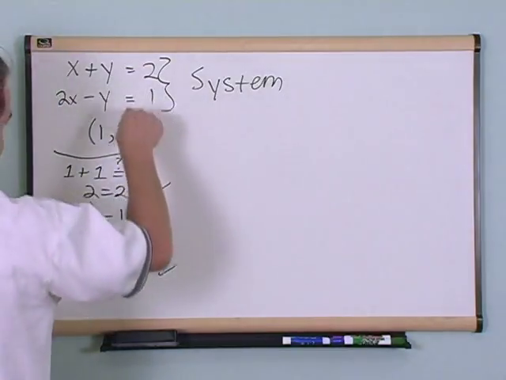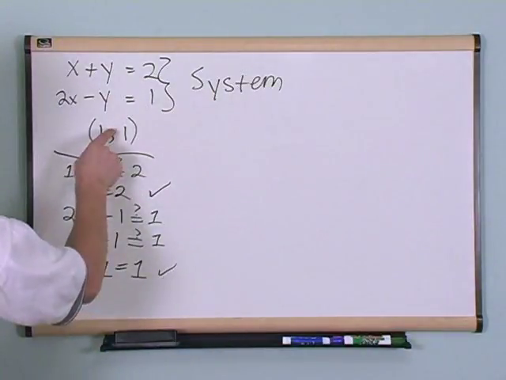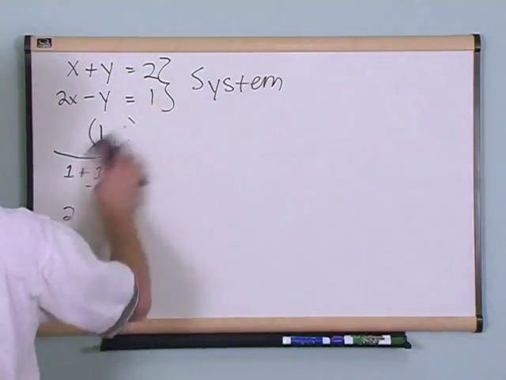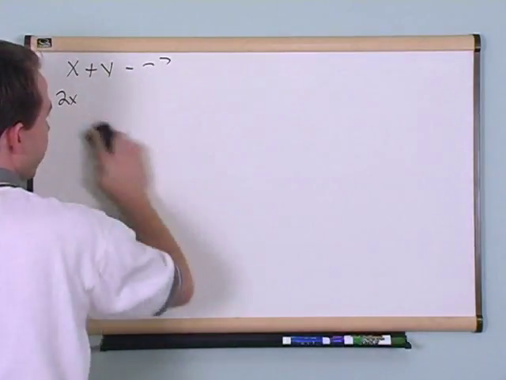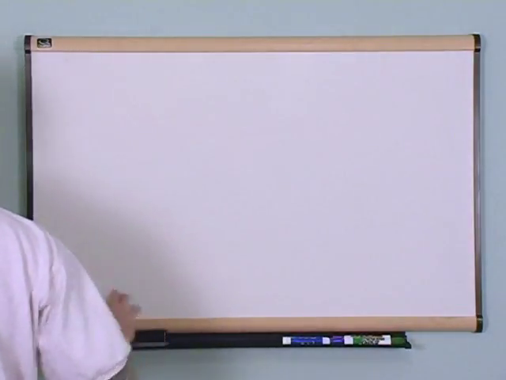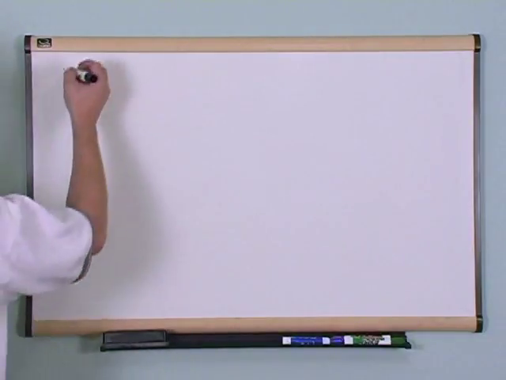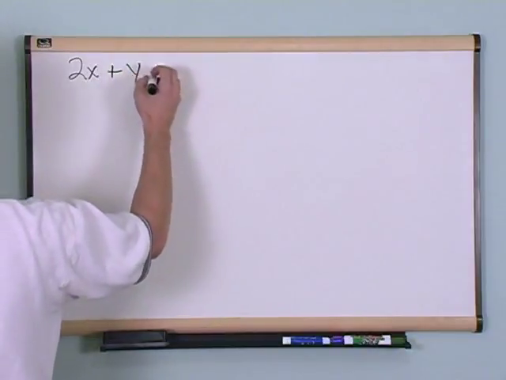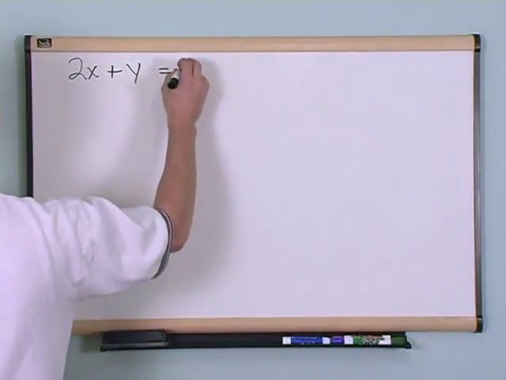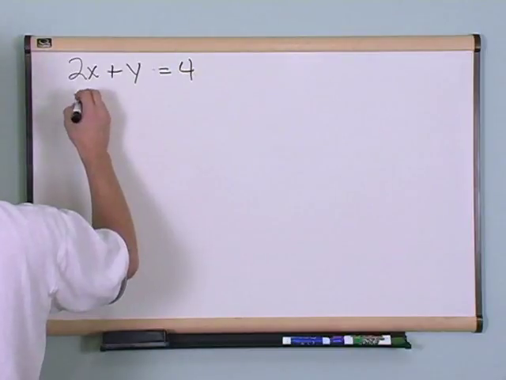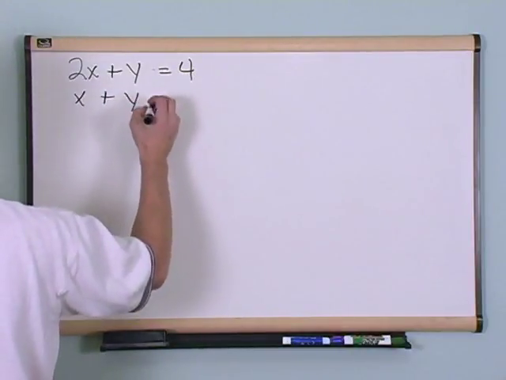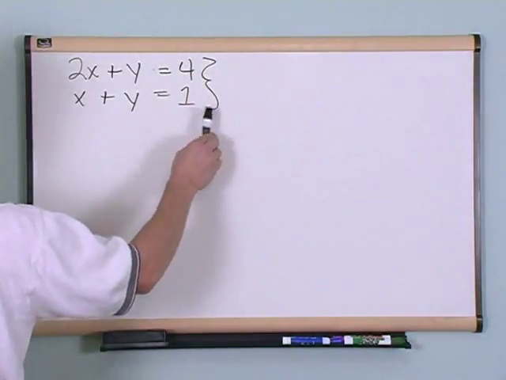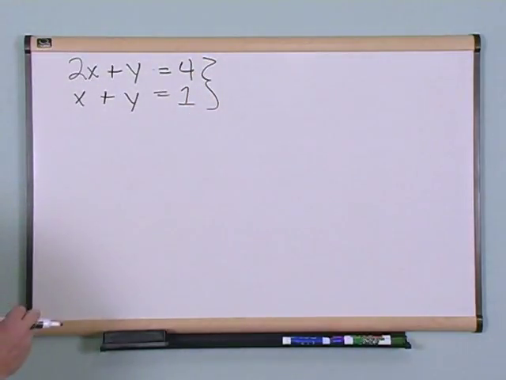So if we were to plot these two lines, we would find that they would intersect at the point 1, 1. And we're going to do that in a minute, but these are just the warm-up exercises, so we want to just take our time here. Let's say if we had the system 2x plus y equals 4, x plus y equals 1. So this is our system, and you'll often notice these curly braces are used to denote a system.